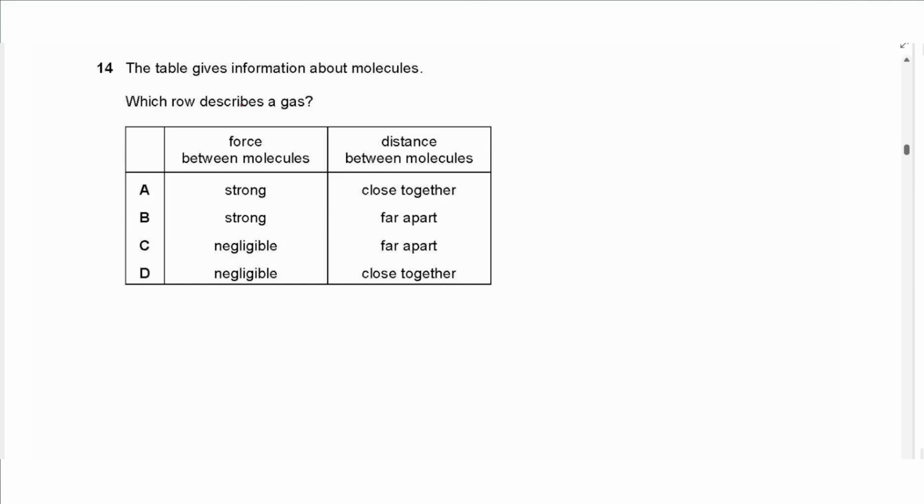Question 14 says the table gives information about molecules. Which row describes a gas? The force between molecules in a gas is negligible or weak. The distance between molecules in a gas is far apart, so the answer is C.